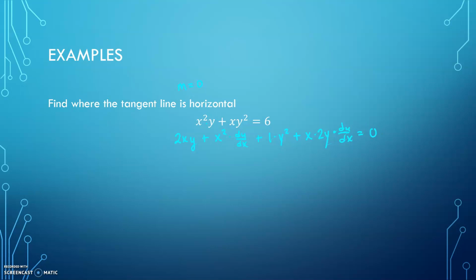I'm going to solve for dy dx, or maybe I can call it m at this point if that's easier. So I have x squared times m, 2xy times m, and I'm going to move y squared to the other side and my 2xy to the other side. You could have made a different choice. If you did, all of your signs will be different from mine.